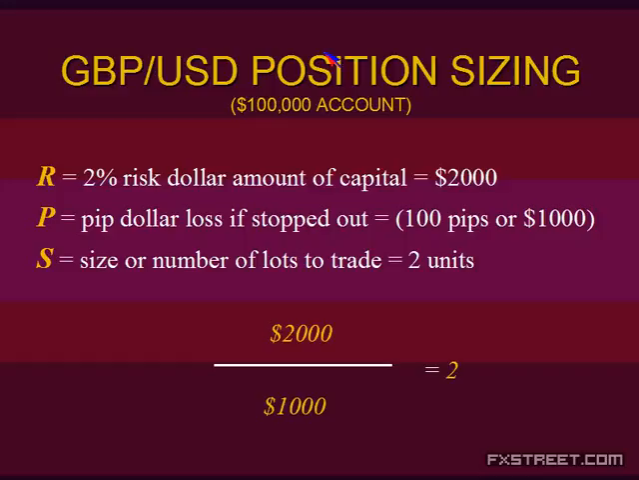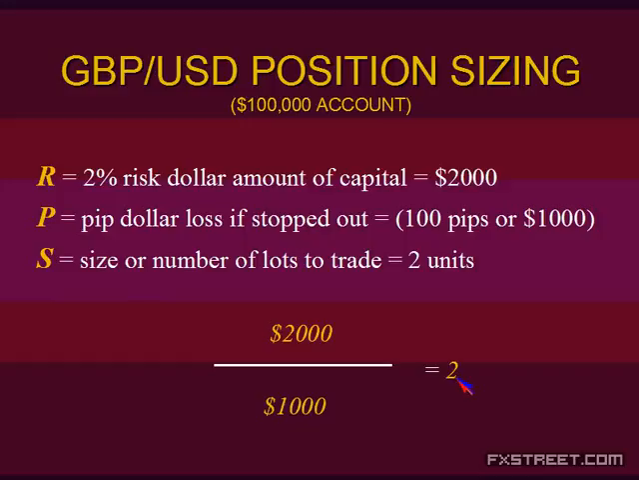Once again, just to make things easier, we're looking at a $100,000 account. Now, remember, we're only going to risk 2%, which is $2,000. Our pip loss, if we were stopped out, would be 100 pips, according to this next example. So our loss would be $1,000. 100 pips in the British pound is $1,000 if we traded one lot. So we simply divide R by P, which gives us our size. 2,000 divided by 1,000 equals 2. So we're going to be able to trade two lots on this particular trade.